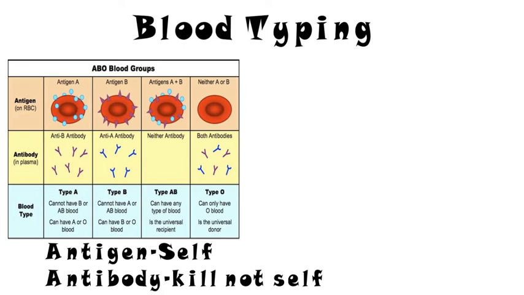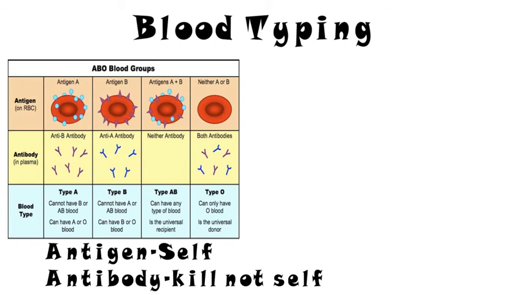So in your blood, you have your red blood cells, and you have your antigens. If you're type A, that means you have A antigens. The blood recognizes self as A. If you're type B, you have B antigens. The blood recognizes self as B. If you're A and B, you have both. You recognize A as self and you recognize B as self. If you're O, you have neither A or B. Therefore, you recognize no self.